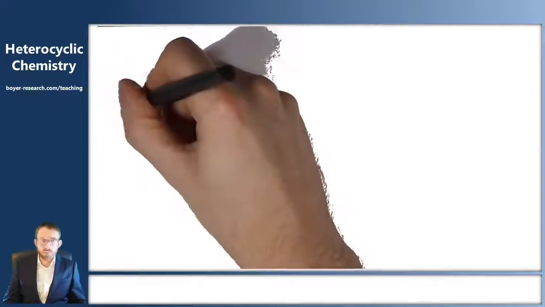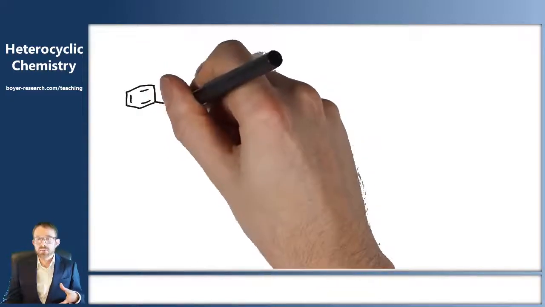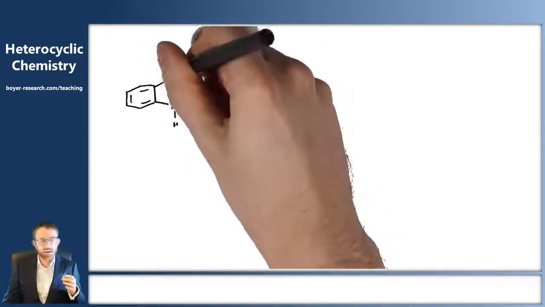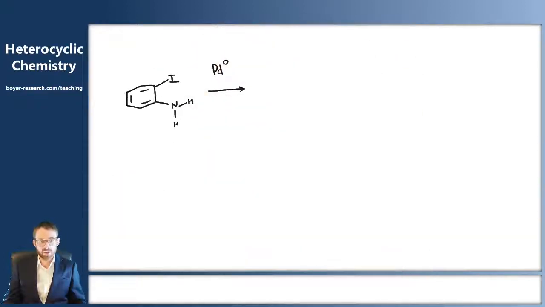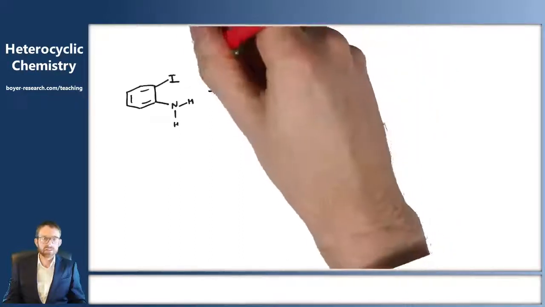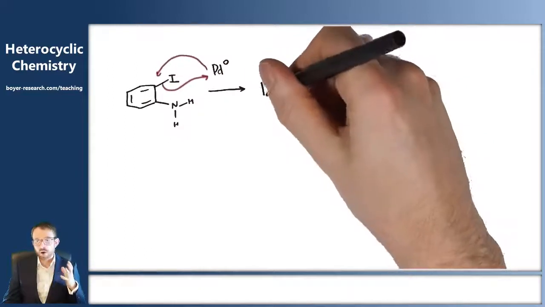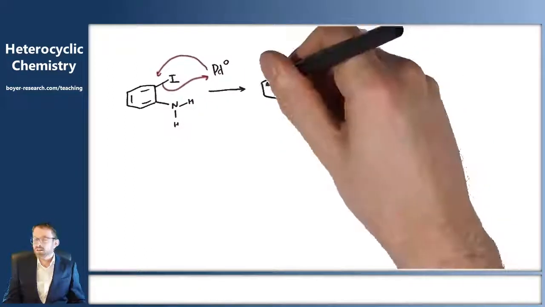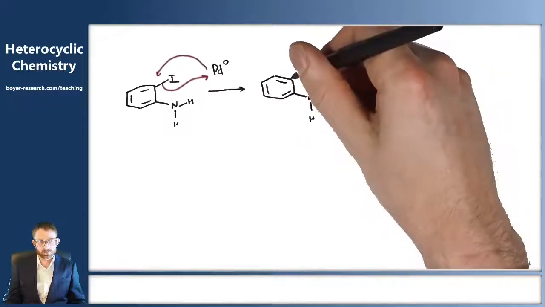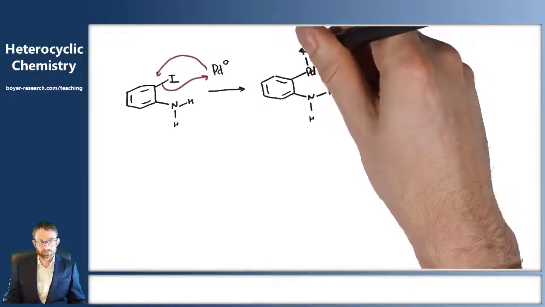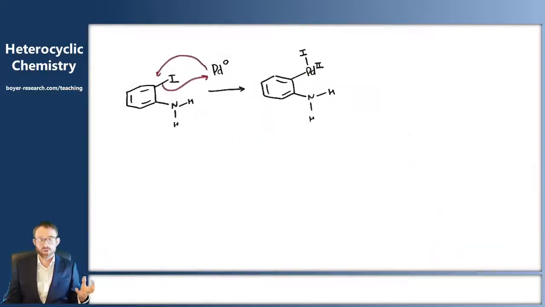Looking at this in more detail, our starting material is a 2-iodo amino benzene, or 2-iodo aniline. And the first thing we do is we have rapid palladium 0 oxidative insertion into our aromatic iodide bond, the same way we've seen in many of our palladium catalyzed reactions. This turns our palladium 0 into a palladium 2 species.